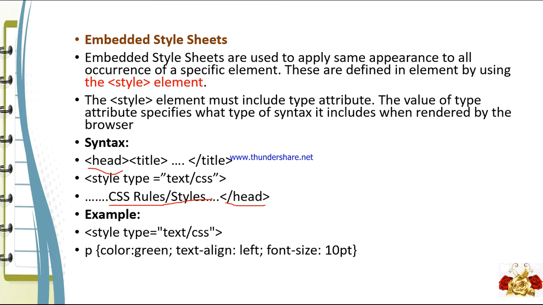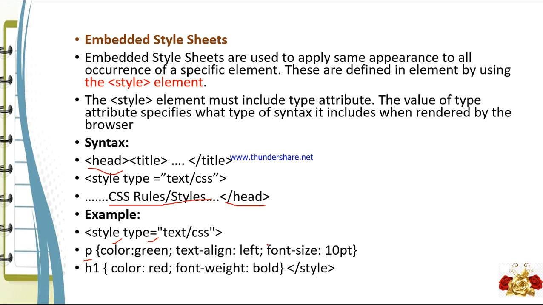This p is specifically the paragraph. Open bracket, color property, that is value, semicolon. Text-align left, semicolon. Font-size 10, close bracket. Now see these inline style sheet and embedded style sheet, what's the difference? Okay, so this is an embedded style sheet.